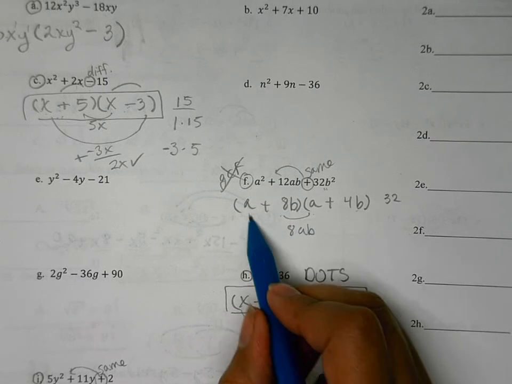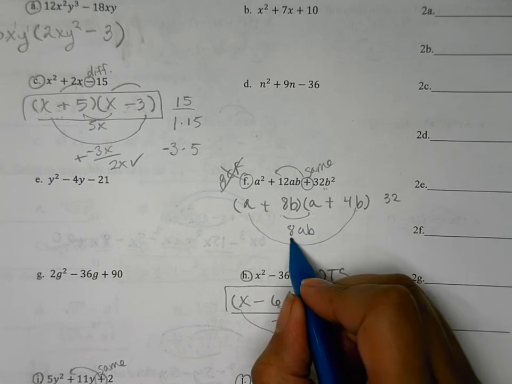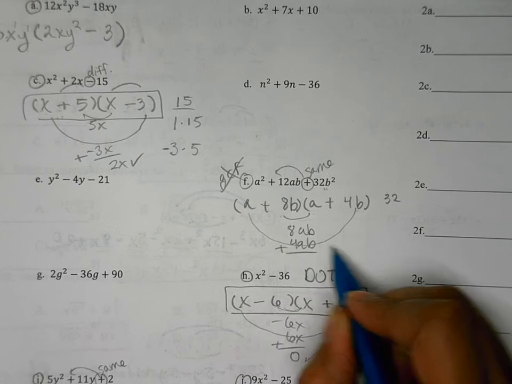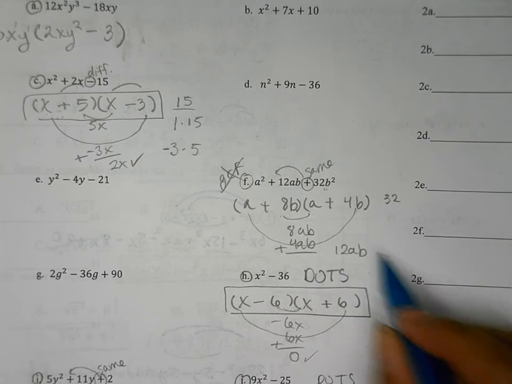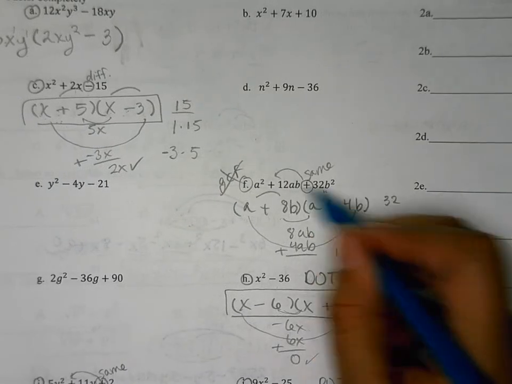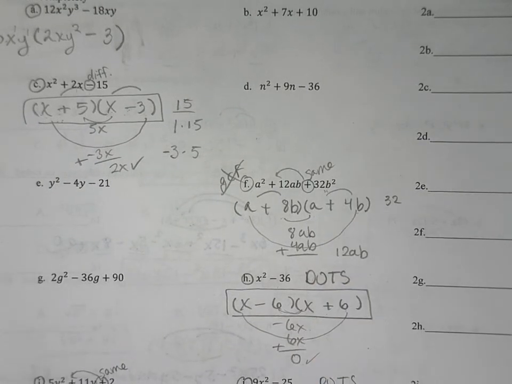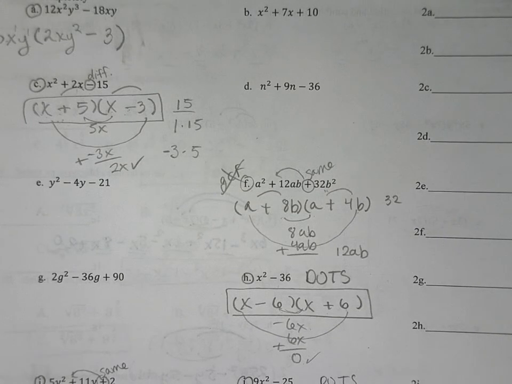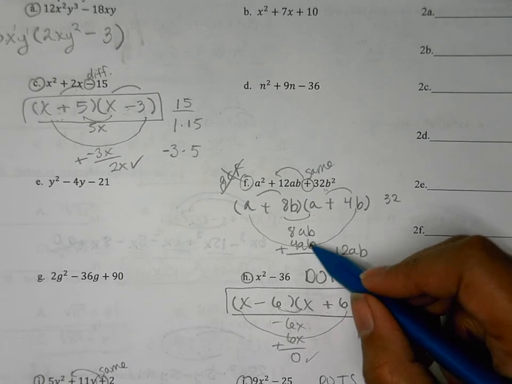Yes or no? Inside, I get 8A times B. What's 8B times A? 8AB. And outside, I get what? 4AB. Okay, and add that up, what do you get? So does the AB even come out of the middle the way it should? Yes. So we're happy. We have our answer.